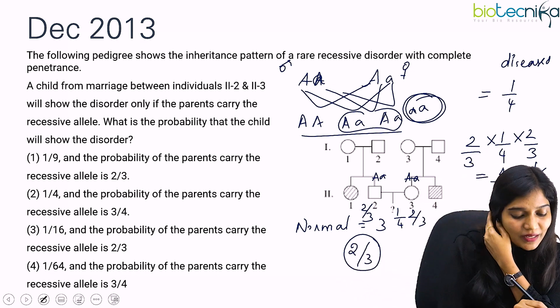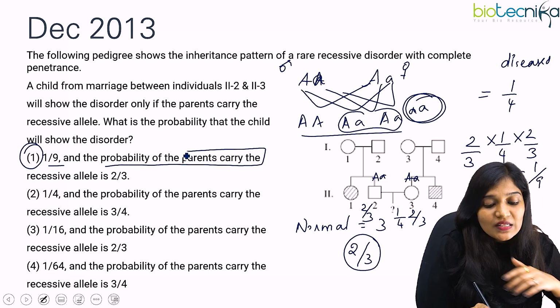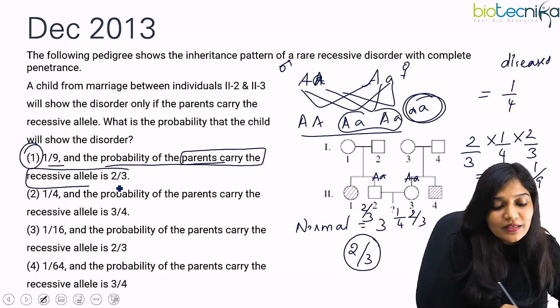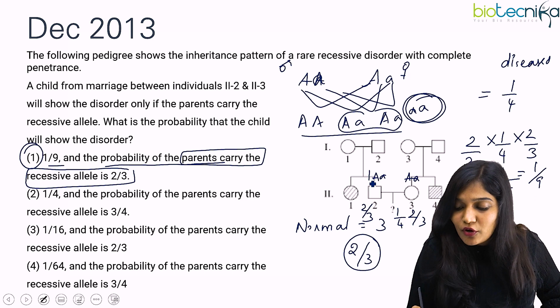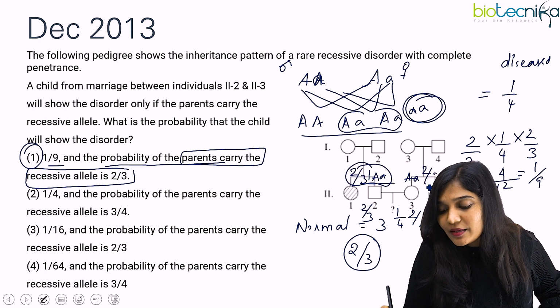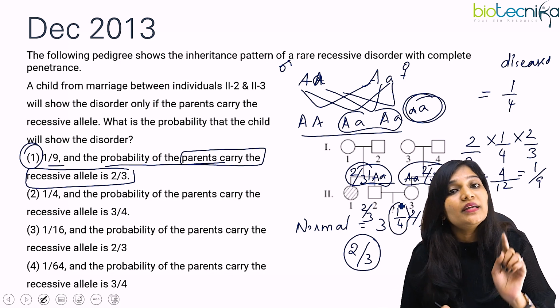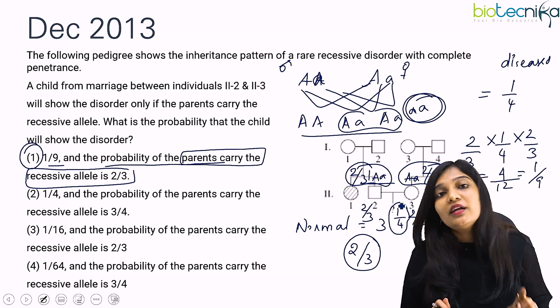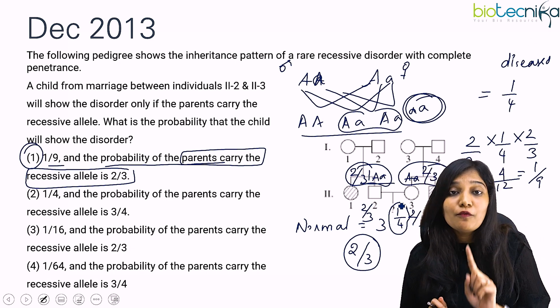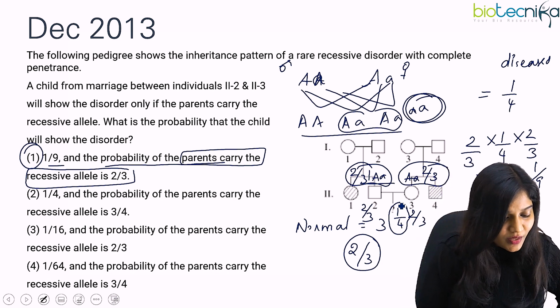See, 1 by 9 you're seeing only in the first option. The probability of the parents carrying the recessive gene is 2 by 3. The parents, if you're talking about this, 2 by 3 probability they can carry, and the child will be 1 by 4. That's why we are multiplying 2 by 3 from the parent, 2 by 3 from the parent, and 1 by 4 the offsprings are going to be affected. So totally it's going to be option 1.